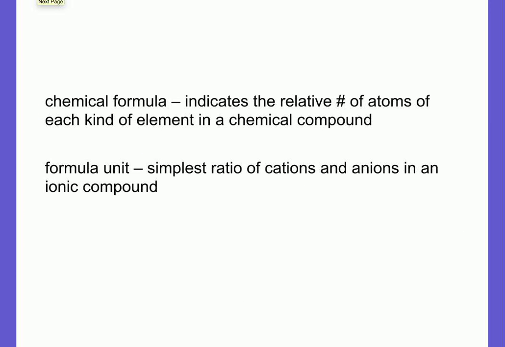Okay, so we talked about chemical formulas and formula units. We know that a formula indicates the relative number of atoms of each kind of element in a chemical compound, and we know that if it's a metal and a nonmetal, if it's an ionic compound, we're going to use the simplest ratio for that formula unit. We are going to reduce.